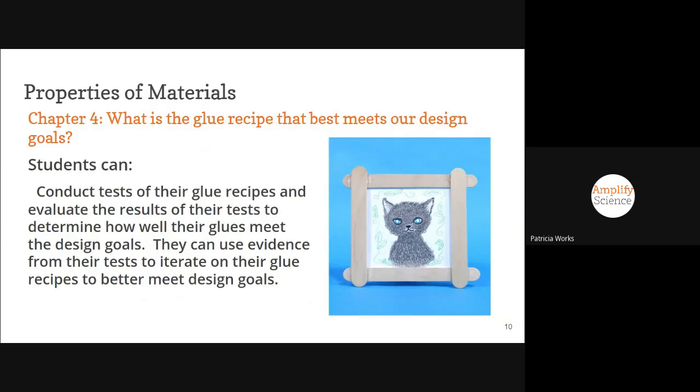In the final chapter of the unit, students work to solve the problem of designing a glue mixture that is better than what the school uses now. By the conclusion of Chapter 4, students will have conducted tests of their glue recipes and evaluated the results of their tests to determine how well their glues meet the design goals. They can use evidence from their tests to iterate on their glue recipes and improve their solutions. They write a design argument for the principal, recommending a glue recipe, and they write a reflection on designing a mixture for a certain purpose.